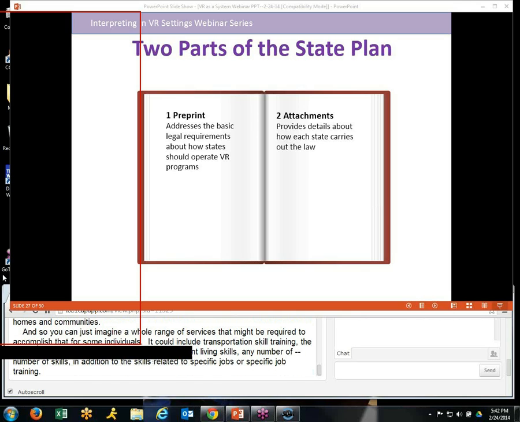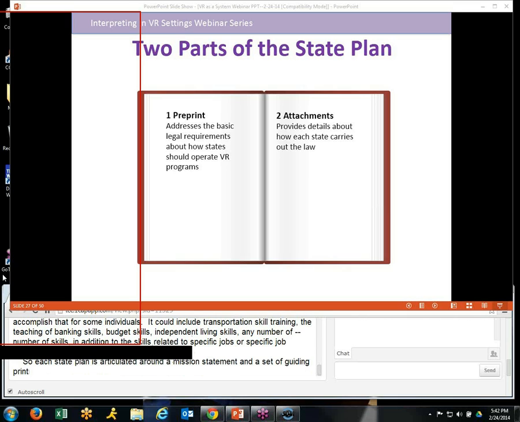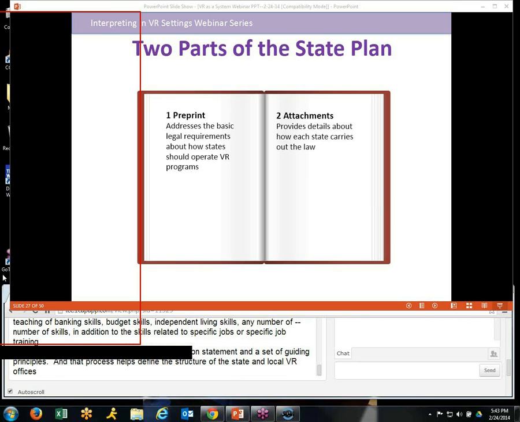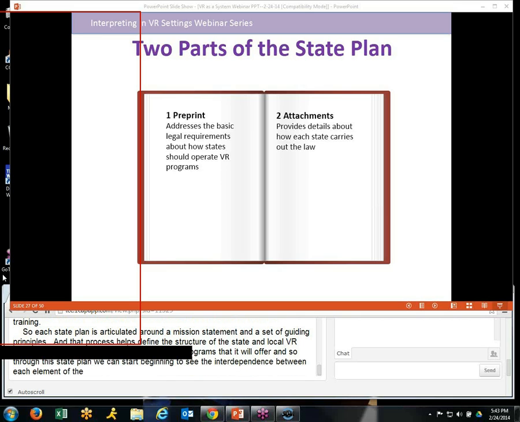So each state plan is articulated around a mission statement and a set of guiding principles. That process helps define the structure of the state and local VR offices, as well as the practices and programs that it will offer. And so through this state plan, we can begin to see the interdependence between each element of the VR system.